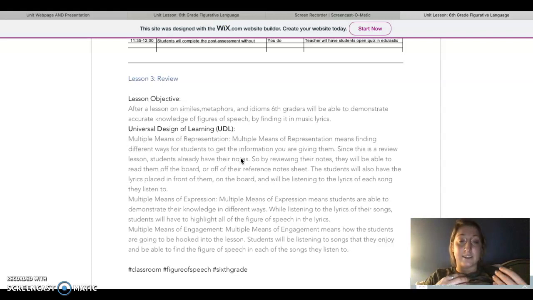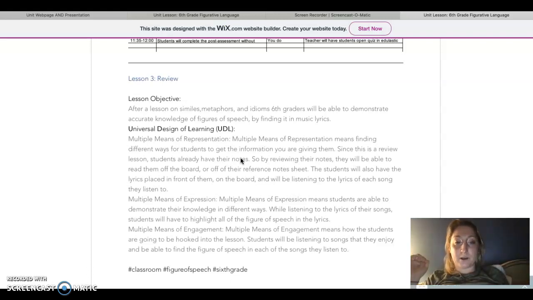Another thing for this lesson, I chose to use music. Each student had the lyric sheet in front of them, they were listening to the song, and the lyrics were up on the board. The students had to highlight or write down what similes they found, what metaphors they found, and so on. That was fun because the students were actually engaged, and there were different ways of representing the material.